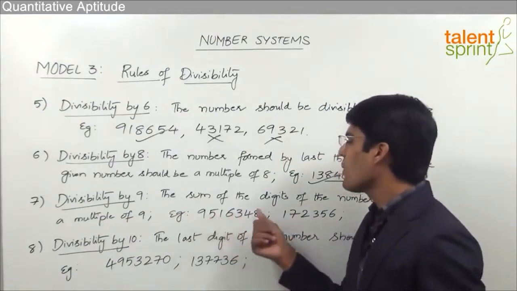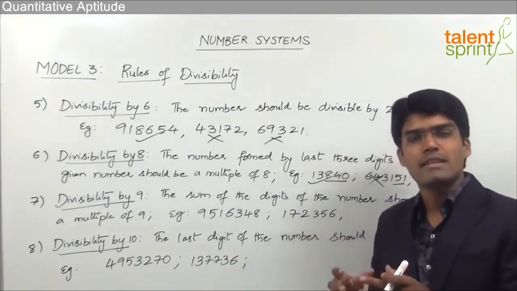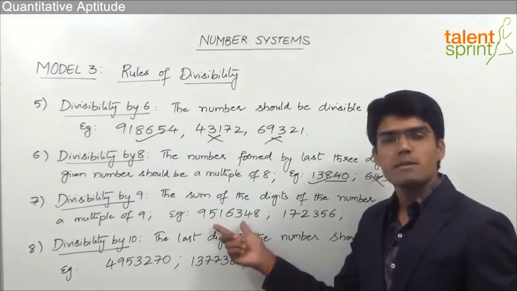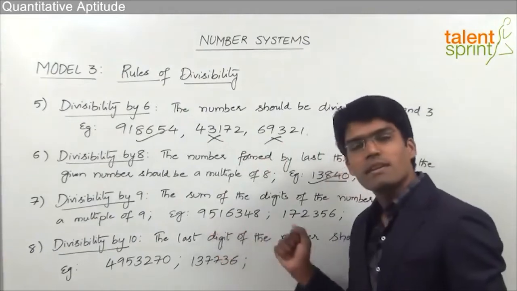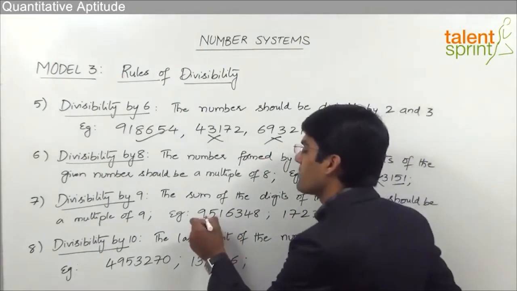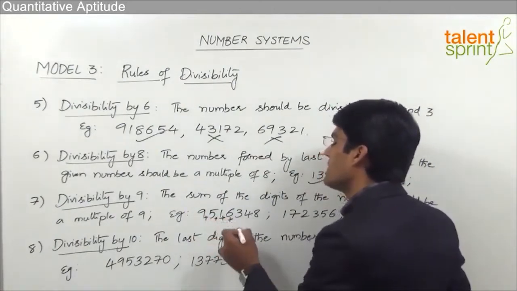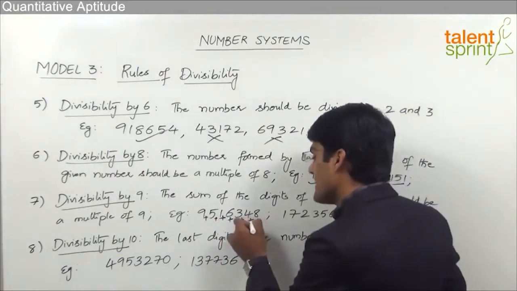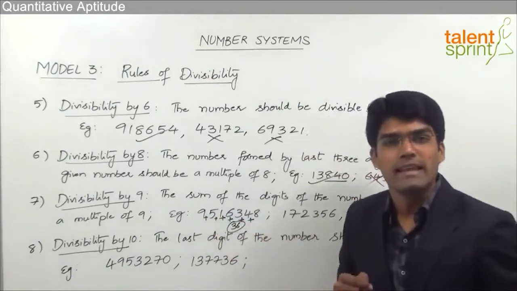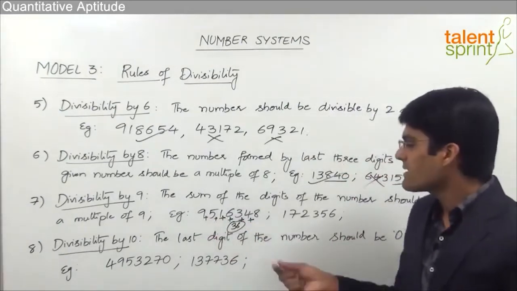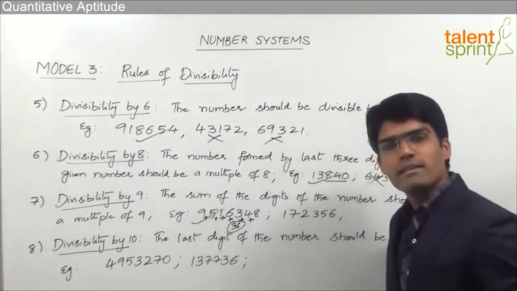The number here is 9516348. So that's like 95,16,348. Now that's a huge number. And to check whether this is divisible by 9 or not, the general procedure would take a lot of time. So instead of that, simply check the sum of the digits. So 9 plus 5 is 14, 14 plus 1 is 15, plus 6 is 21, plus 3 is 24, plus 4 is 28, and plus 8 is 36. That means the sum of the digits here is 36. And 36 is a multiple of 9. 9 into 4 is 36. So as the sum of the digits here is a multiple of 9, we can say that the given number is divisible by 9.